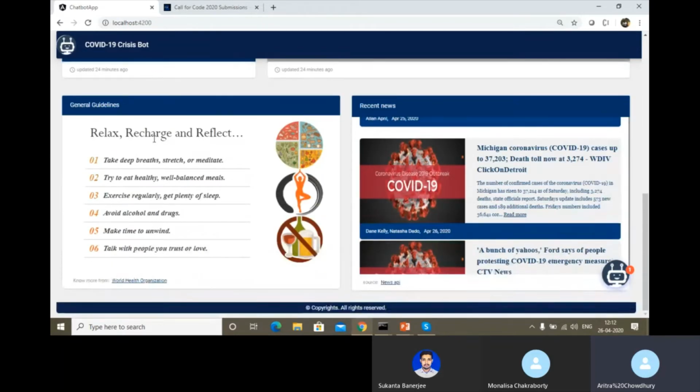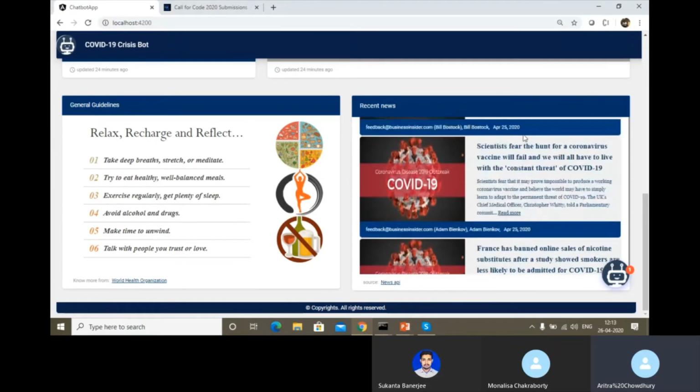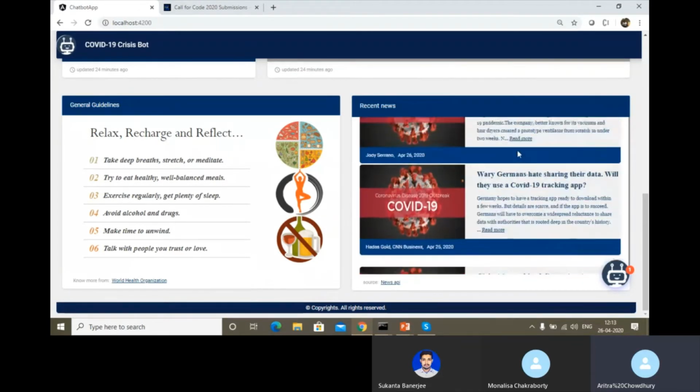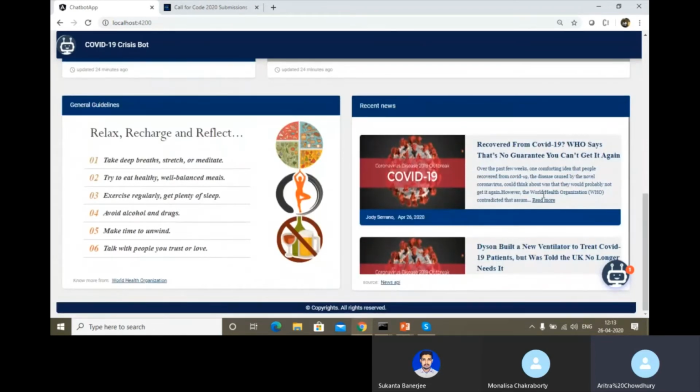Going to the next part of it, it's a general guidelines section. These general guidelines are according to the World Health Organization and the CDC website. You can read more through this World Health application. So this is about the recent news. The recent news is sorted according to popularity and it is collected from the news API, where you can go through and read more about this news and get more updates about COVID-19.